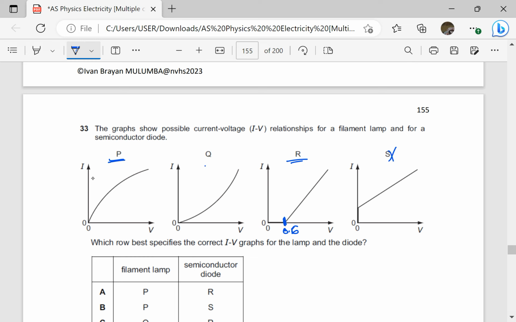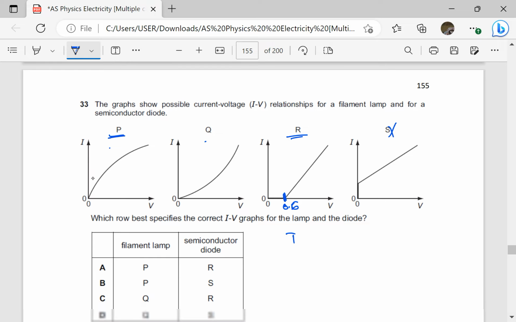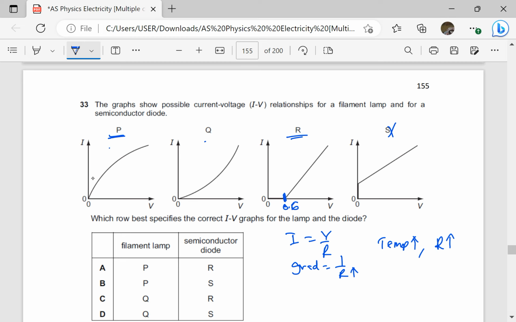Okay, we can choose between these two for a filament lamp. We know that I is equal to V over R, and for a filament lamp, it means the gradient here is equal to 1 over R. For a filament lamp, remember temperature increases with time, and as temperature increases, the resistance increases. So if the resistance increases, the gradient must decrease because they're inversely proportional. And the graph which shows the decreasing gradient is going to be P.